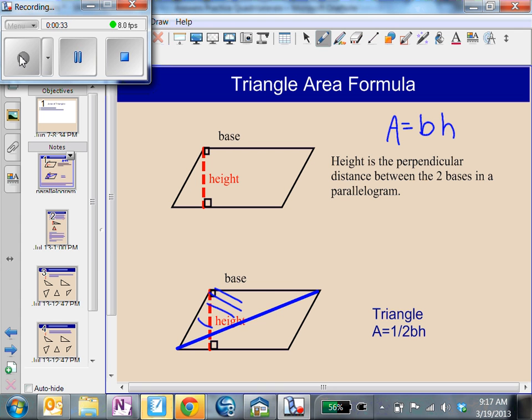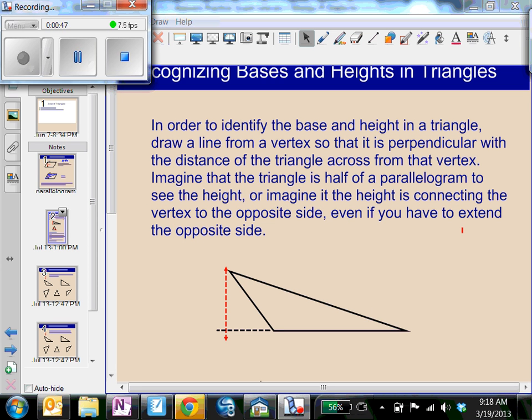So here's an example. Therefore, the area formula for a triangle is 1/2 the base times the height, or 1/2 the length of the base times the height. In order to identify the base and height in a triangle, draw a line from a vertex so that it's perpendicular with the side of the triangle across from that vertex. Imagine that the triangle is half of a parallelogram. To see the height, imagine the height connecting the vertex to the opposite side, even if you have to extend the opposite side.